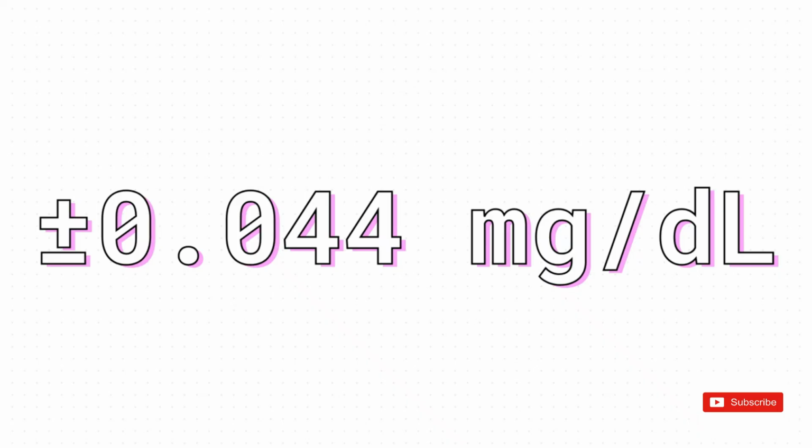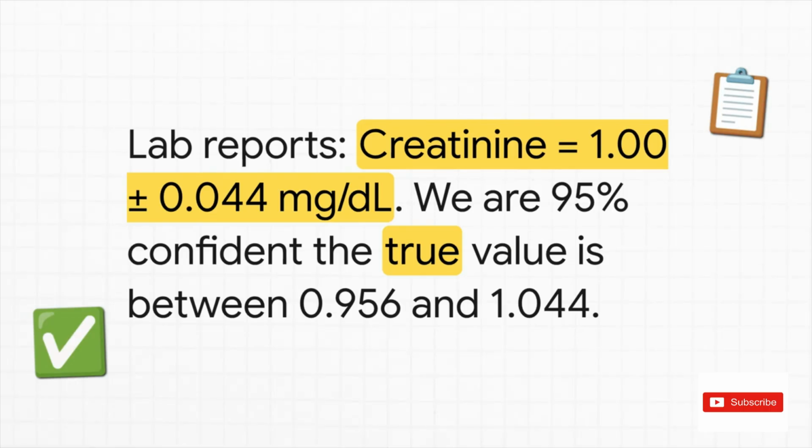But hold on, we're not quite finished. That's the standard uncertainty. To get the final number that a doctor can actually use, we need to create that 95% confidence interval. So we take our 0.022 and we multiply it by our coverage factor of 2, and that gives us 0.044. And there you have it.